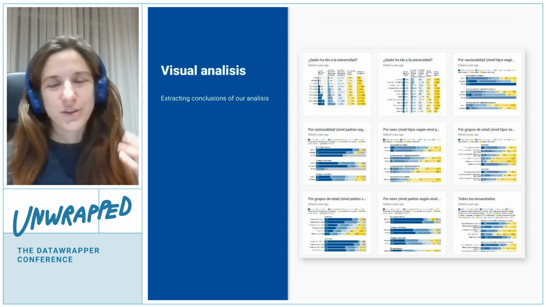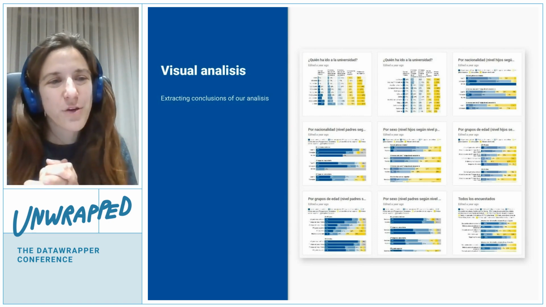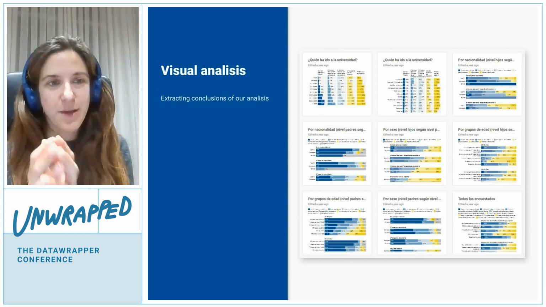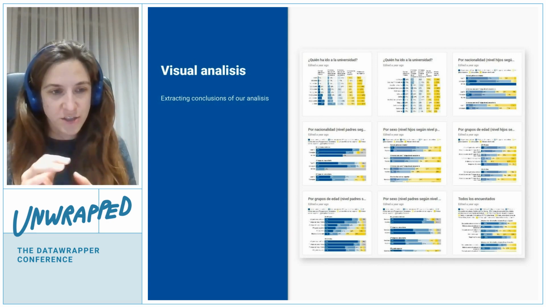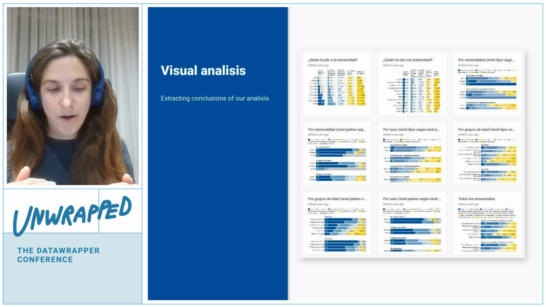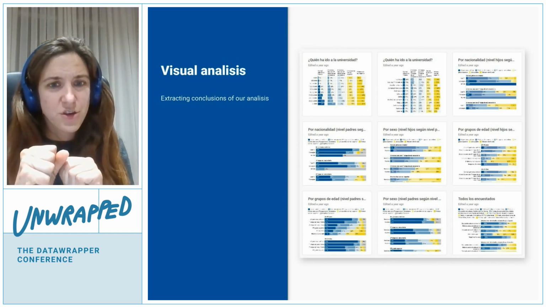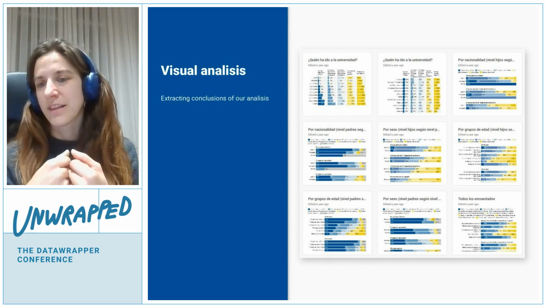And related to this drafting functionality, we also use Datawrapper for visual analysis. Maybe we have a very big database with lots of data, and we make lots of charts that maybe won't be published. It's just to visually analyze the data.